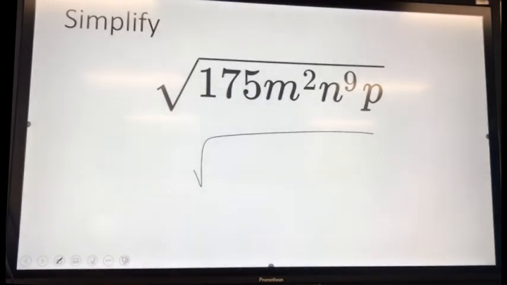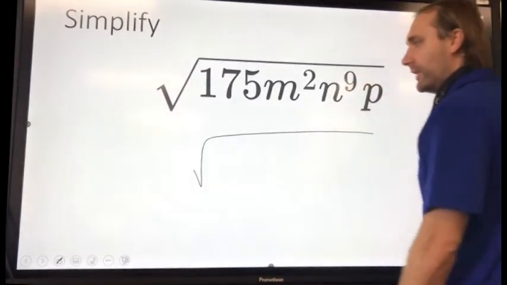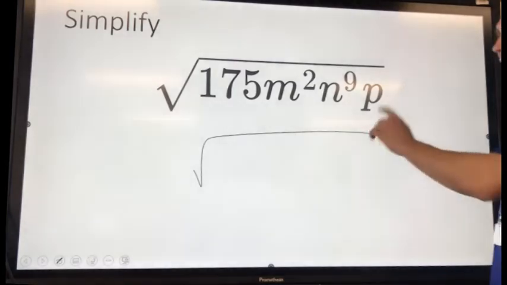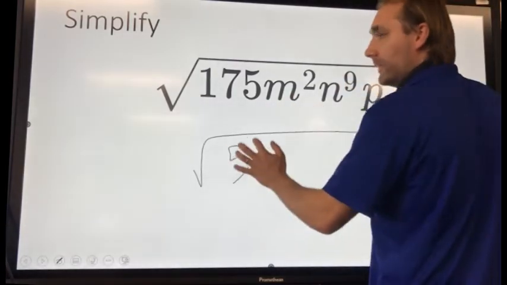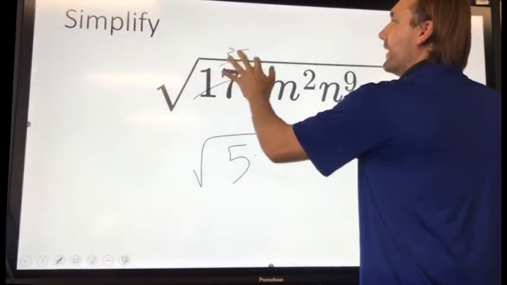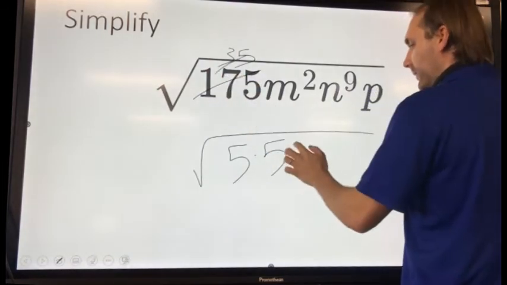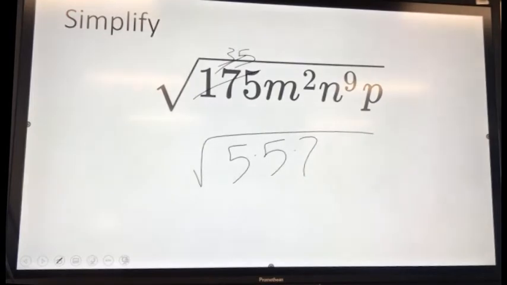Let's break down 175. Does 2 go into 175? No. Does 3 go into 175? No. Does 5 go into 175? Yes. How many times does 5 go into 175? 35. Does 5 go into 35? Yes, 7 times. And 7 is prime. So 5 times 5 times 7 is 175.